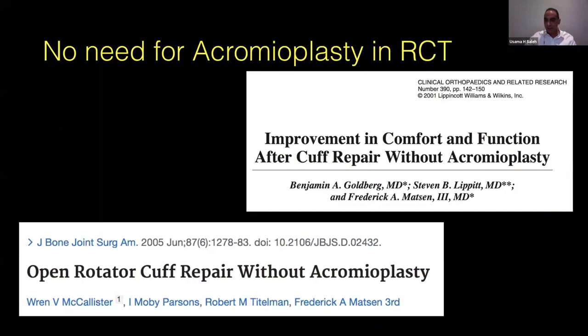Because of this intrinsic theory, people started asking the logical question. Since it is intrinsic from inside the tendon, so why do we do acromioplasty? And they started doing some research on doing rotator cuff repair without acromioplasty, and the result was a bit promising.